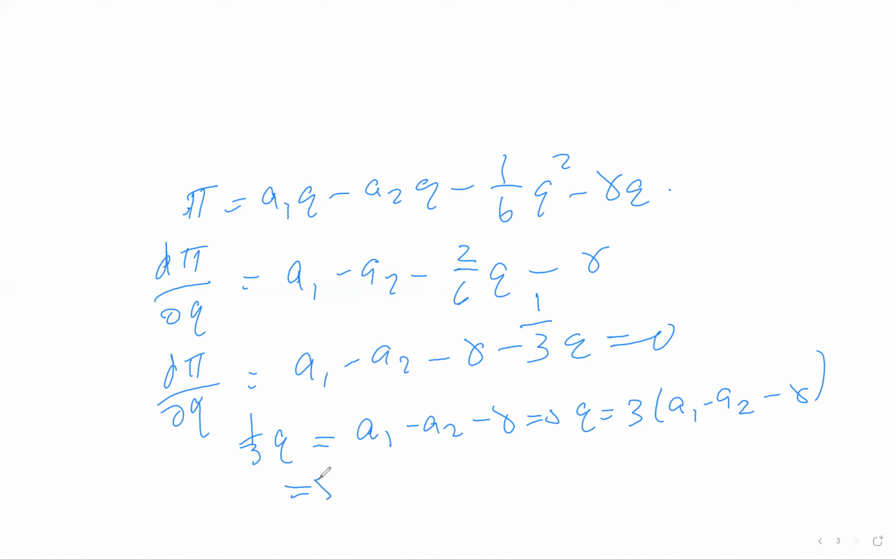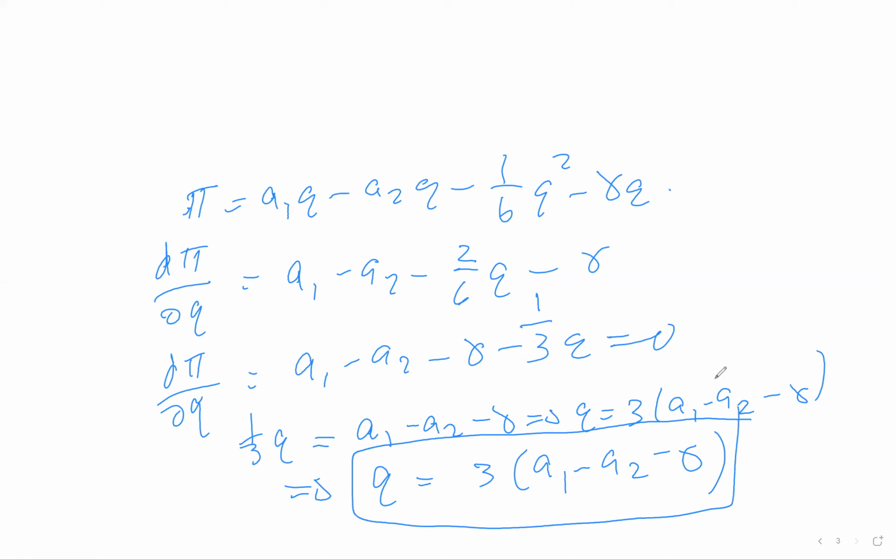So therefore, your answer is Q equals 3 times (A1 minus A2 minus gamma). So that minimizes the profit. If you sell this quantity of cases, then the firm won't make any money on it.